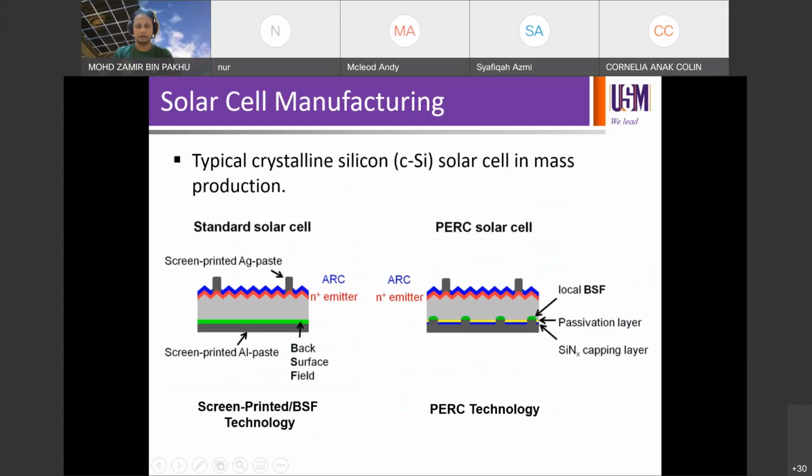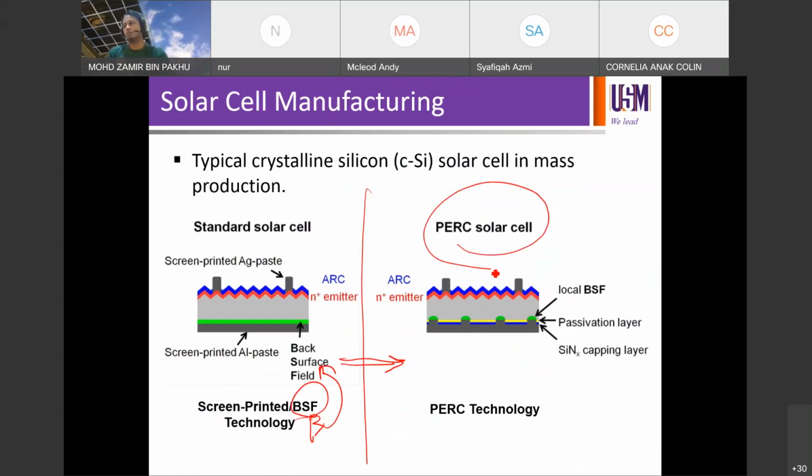So if you talk about the recent technology, it is called PERC solar cell. The previous technology was called back surface field technology, BSF. This technology is going to be obsolete very soon. Now we are migrating into a new technology which we call PERC cell. If you're going to work in Jinko Solar, JA Solar, SunPower, Q cells, they are all doing PERC cell.